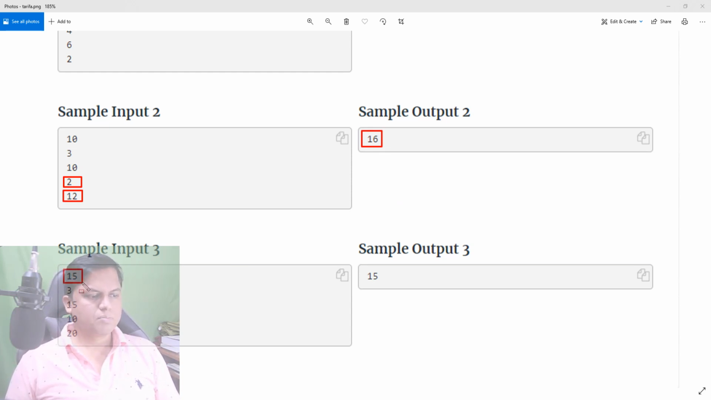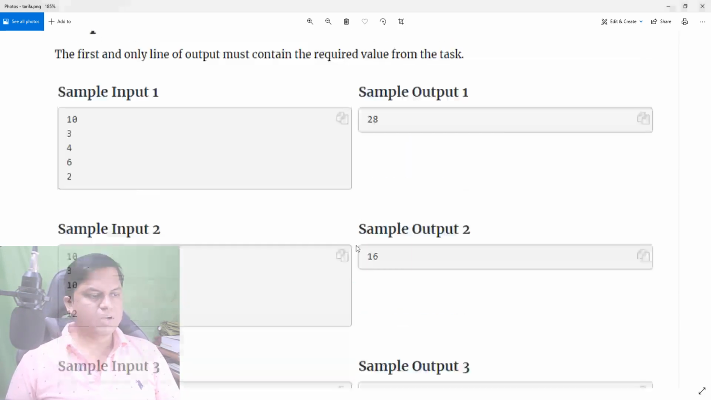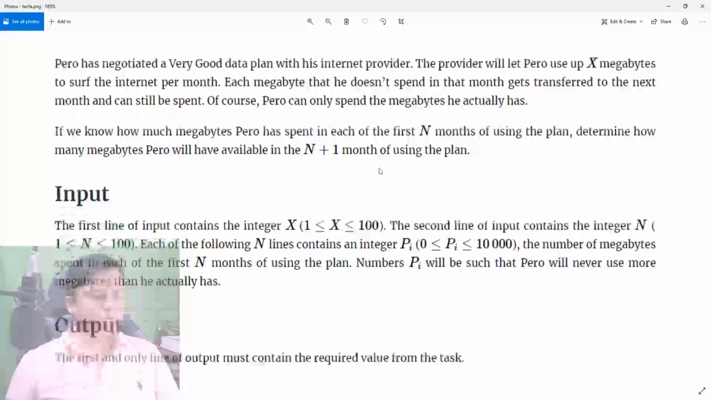Similarly here, Pero can use 15 megabytes as per his plan and the number of months used is 3. So 15 minus 15 is 0, balance is 0 plus 15, 15 minus 10 is 5, balance is 5 plus again 15, that is 20, 20 minus 20 is 0, so balance is 0, then plus 15 is 15, which means next month Pero can use 15 megabytes. Okay, I think you got a clear idea about the question. Now let's start writing our solution.